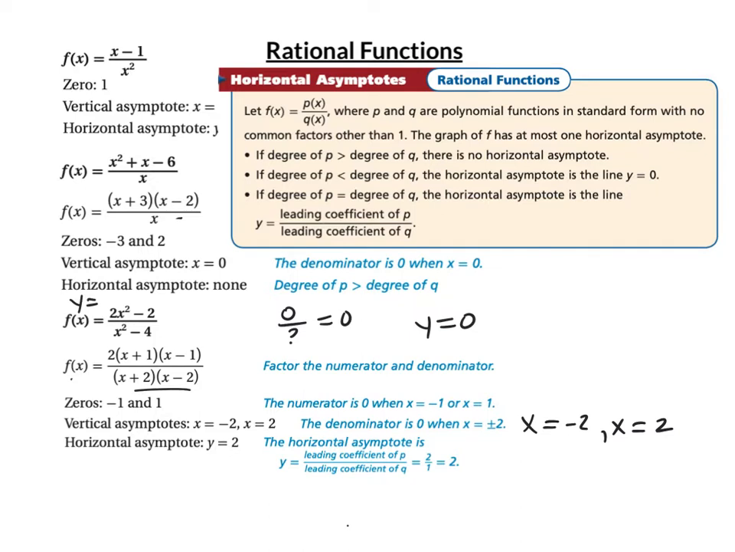Both of those create division by 0. That's where vertical asymptotes come from. This was a way to write it in one statement. X can't be plus or minus 2.